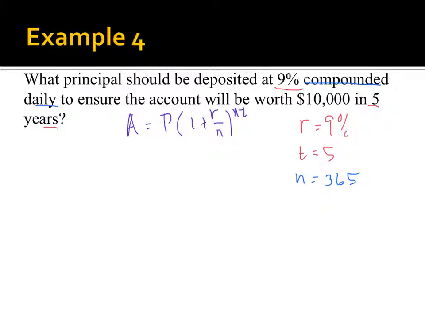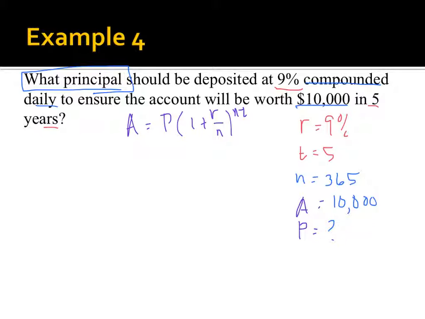And so again, it seems like I'm missing A and P. What are these two? So now I have to read this a little bit carefully. It says, what principal should be deposited? They're asking me about the principal. This is what I need to know, which means that the other number in this problem, what principal should be deposited at 9% compounded daily to ensure the account will be worth $10,000 in 5 years. Well, in the future, that's what A stands for. This is the $10,000. And so now that I know exactly what all my variables are, I just plug it into this formula, into this model, and then I solve for P.